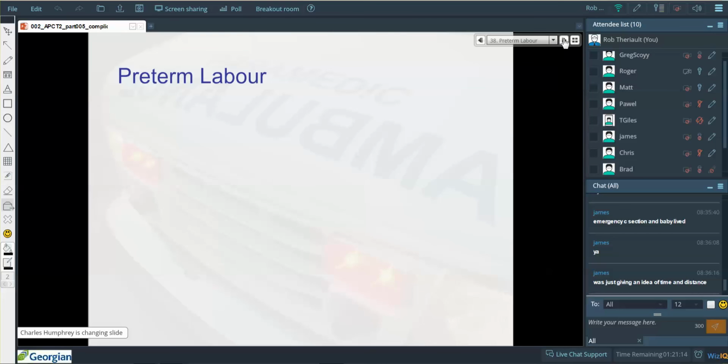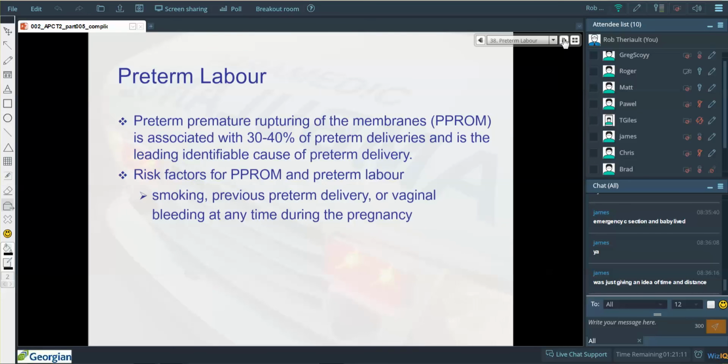And preterm premature rupture of the membranes, or PPROM, is associated with 30 to 40% of preterm deliveries, and is a leading cause of preterm delivery. Risk factors include smoking, previous preterm pregnancies, and vaginal bleeding at any time during the pregnancy. Premature rupture of membranes, or PROM, occurs at 38 weeks or later.